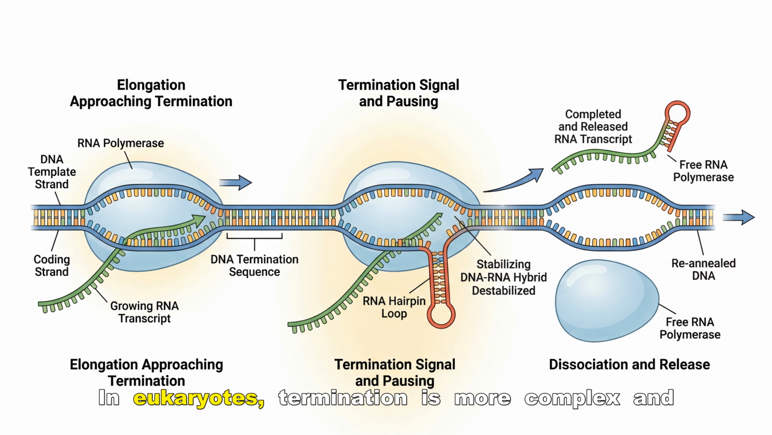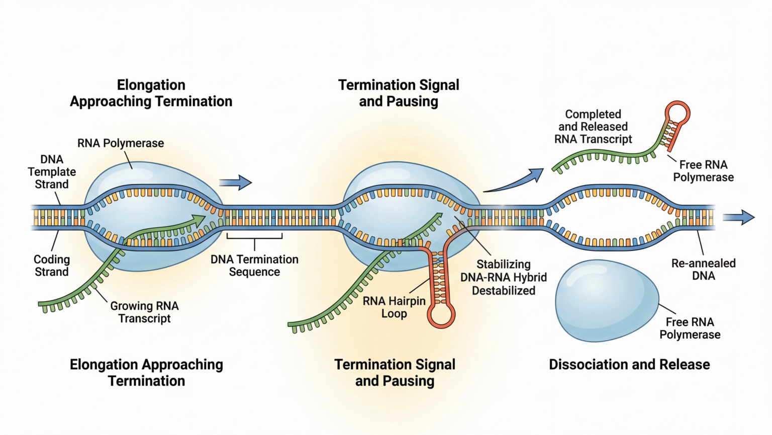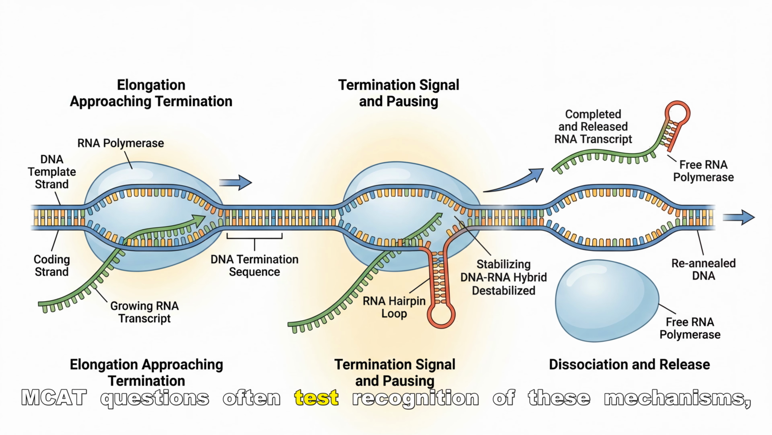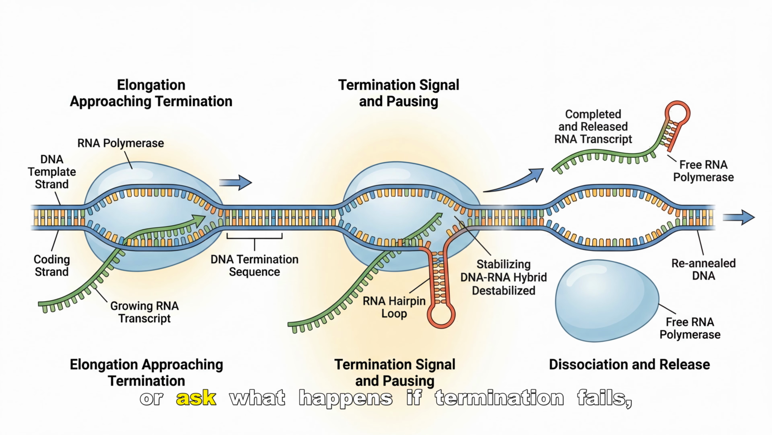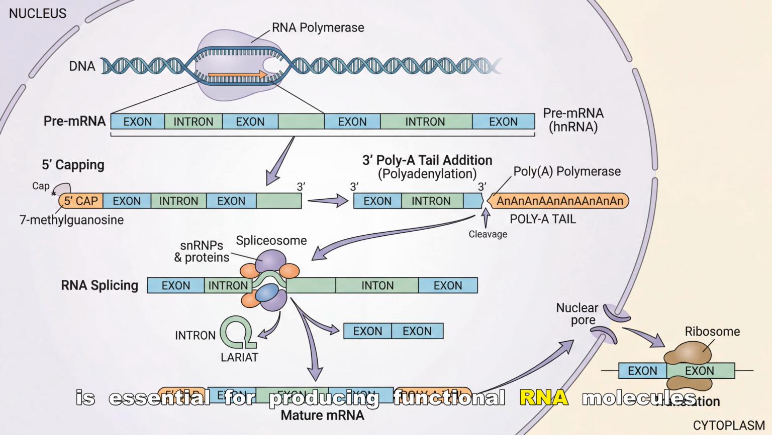In eukaryotes, termination is more complex and often involves cleavage of the RNA transcript followed by polyadenylation. A helpful way to think about termination is as a stop sign encoded in the DNA sequence that tells RNA polymerase to release the transcript. MCAT questions often test recognition of these mechanisms or ask what happens if termination fails, which can lead to abnormally long transcripts and disrupted gene expression. This concept also connects to RNA processing and stability, as proper termination is essential for producing functional RNA molecules that can be translated correctly.